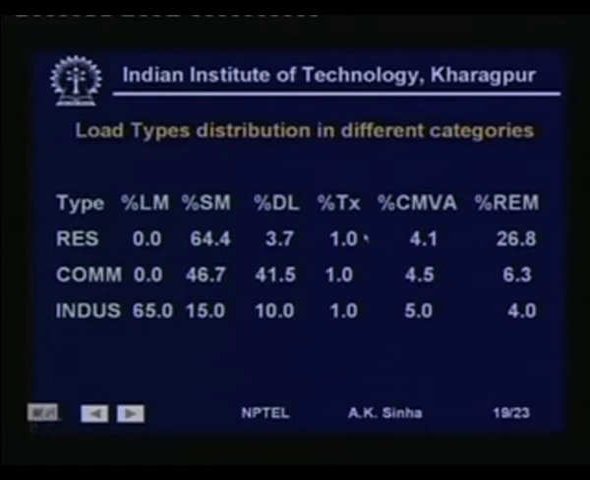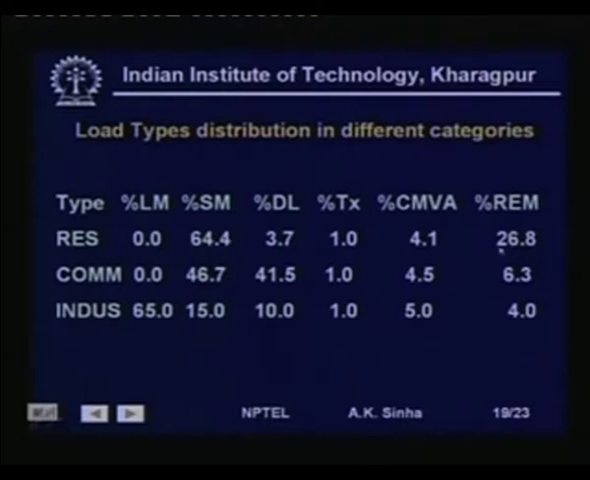Transformer loading is very low, only around 1%, and constant MVA load is also low, around 4.1%. This is a typical value, and it will change from substation to substation. This is for one particular substation where this analysis was carried out, and the remaining different kinds of load are shown here as 26.8% and so on.